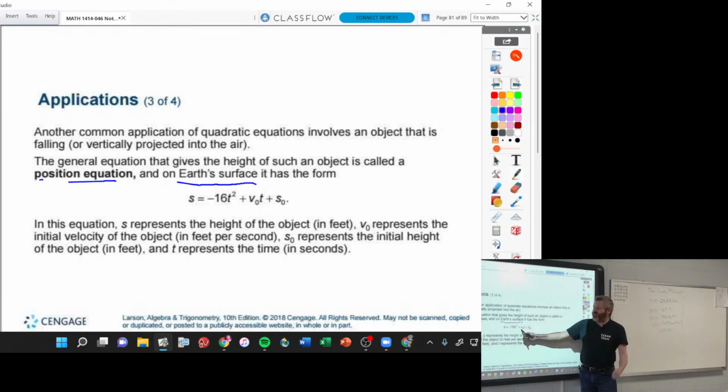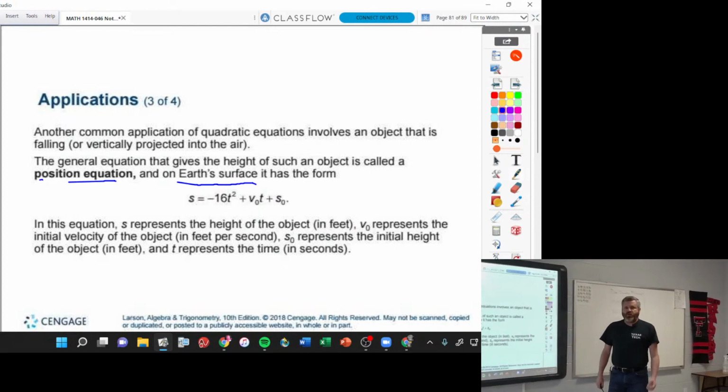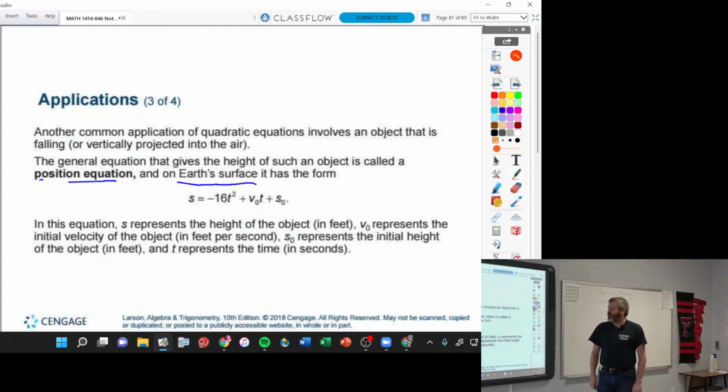T is time. V sub 0 is your initial velocity. How fast is it going at the start? And s sub 0, or s naught, is where the item starts. Okay.